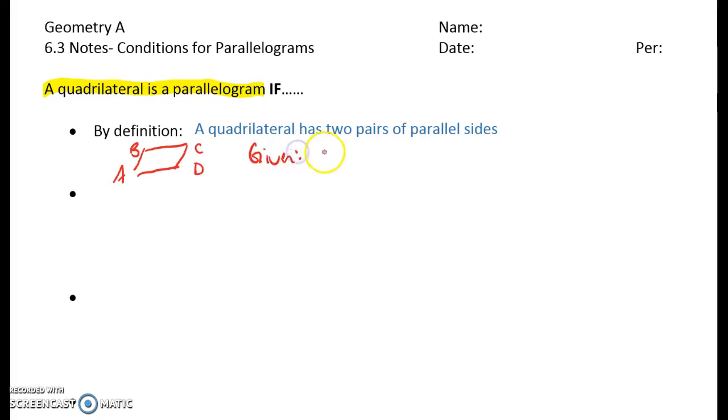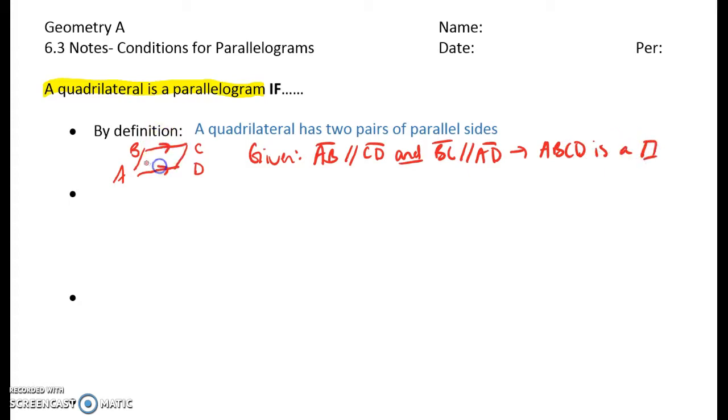But for us to actually conclude it's a parallelogram, we would have to know that the opposite sides are parallel. So AB needs to be parallel to CD, and BC needs to be parallel to AD. If we know that, then we can conclude that ABCD is a parallelogram, right? So again, these parallel pairs of opposite sides tell us it's a parallelogram, okay?